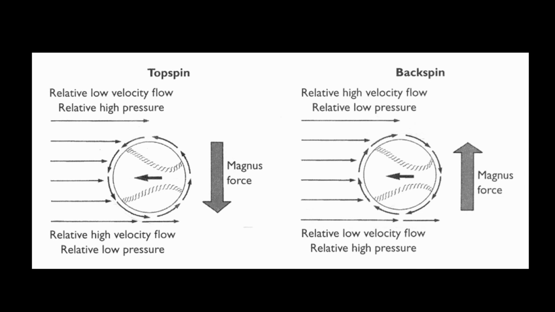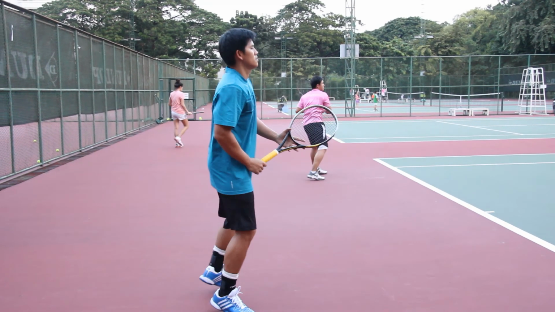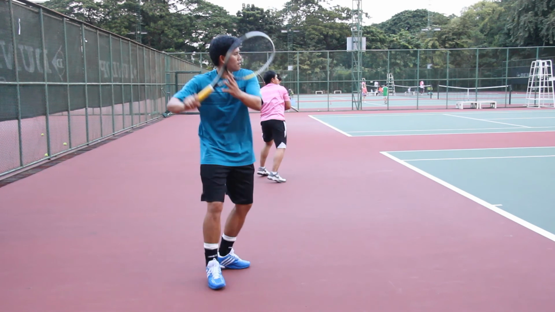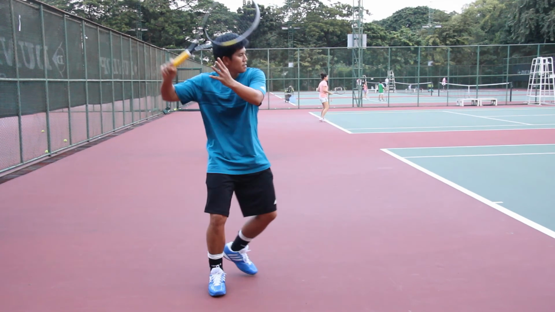This could also apply to slices or backspin, which is the complete opposite of what happens with topspin. When a player slices the ball, it creates a lifting force that acts on the ball, creating backspin. Topspin will increase the ball's velocity, whereas the backspin will decrease it.